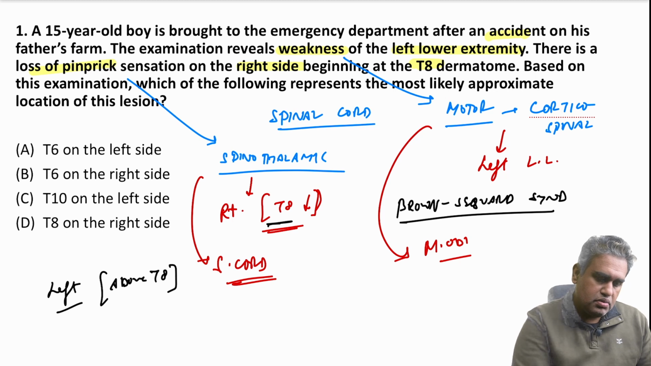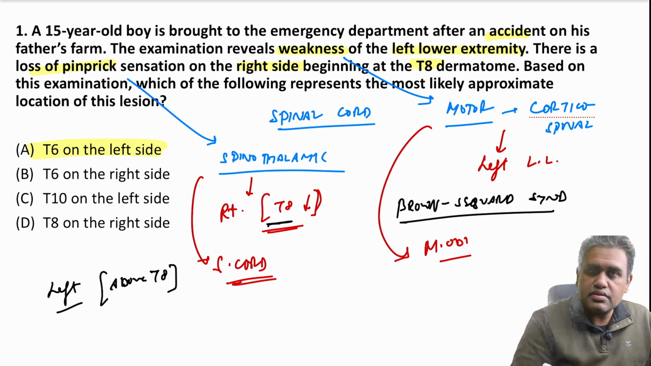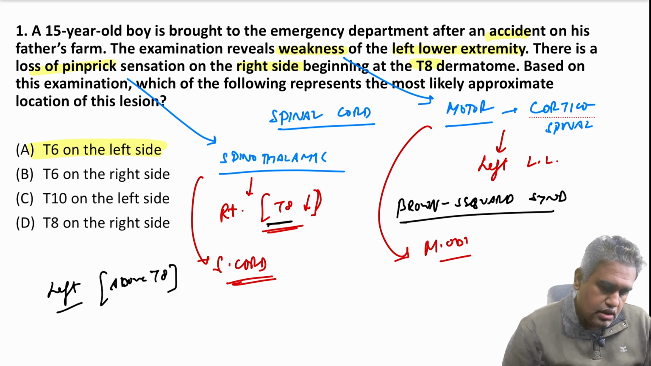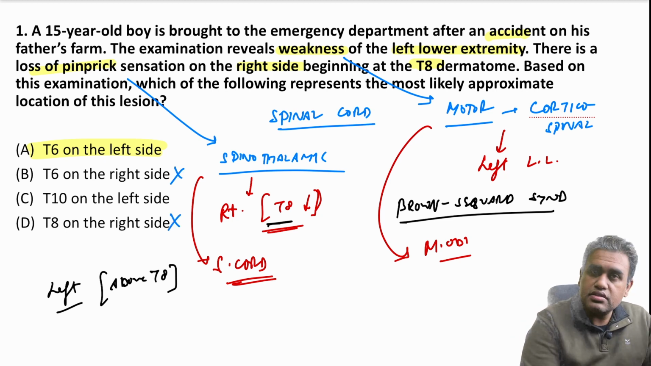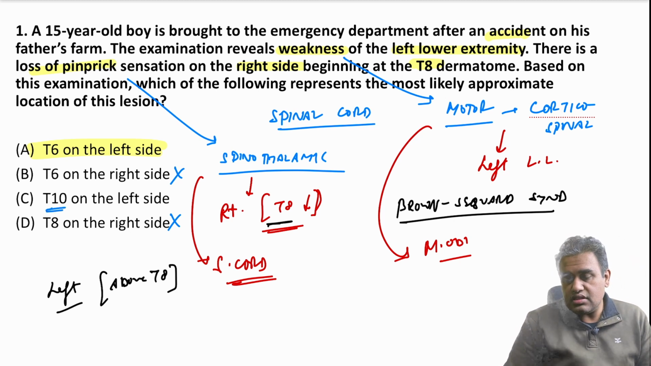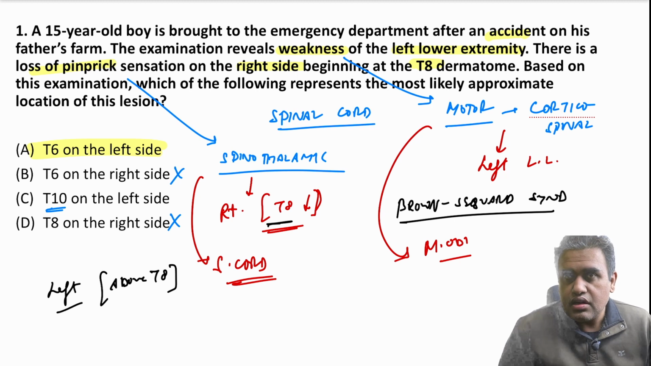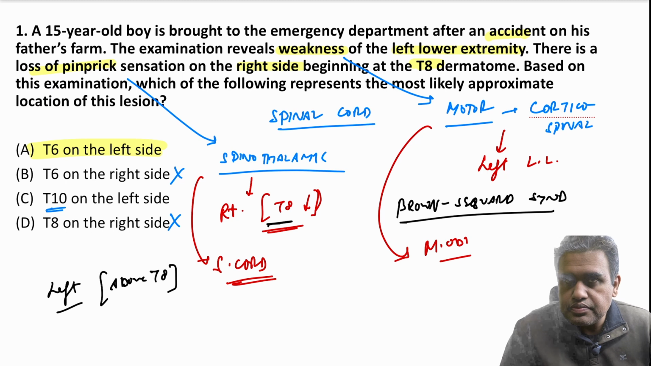So if you go to the options, option 1, T6 on the left side, is the perfect answer. If you know the basics, answers become very simple. Option 2 is on the right side, so B and D cannot be the answer. Option C says T10 on the left side, it can't be T10, it can't be below. The lesion is below and the sensory loss is above, it can't be that. The sensory loss or the motor loss will always be below the lesion.